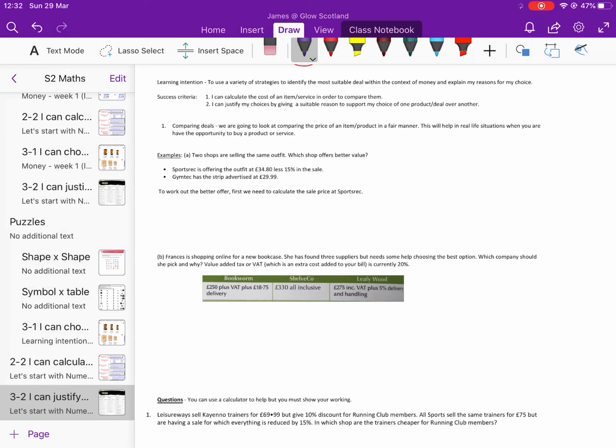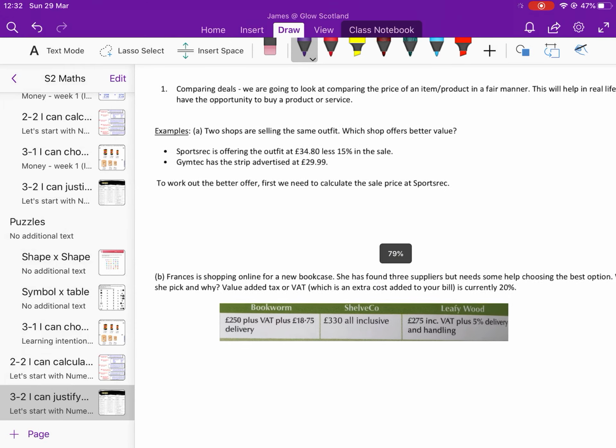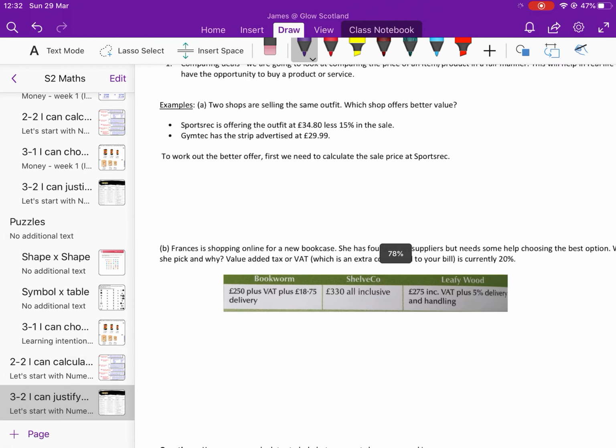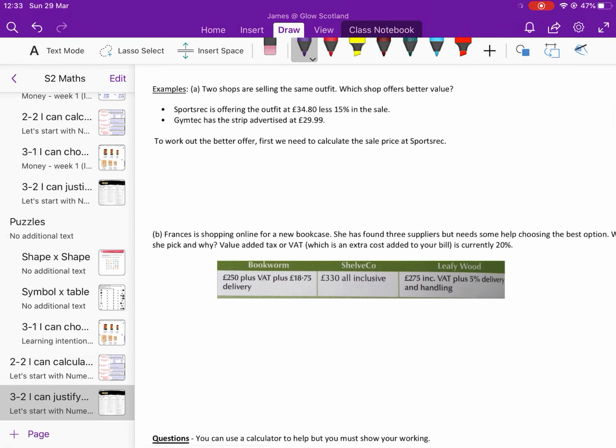So looking at comparisons, we did a bit of this last week, so this is going to involve a few other bits of thinking from other topics such as percentages as well. I'm going to do two examples, and then we're going to get you to try a few on your own. So first example, I've got two options for an outfit. Two shops are selling the same outfit, and we're going to work out which shop offers the better value.